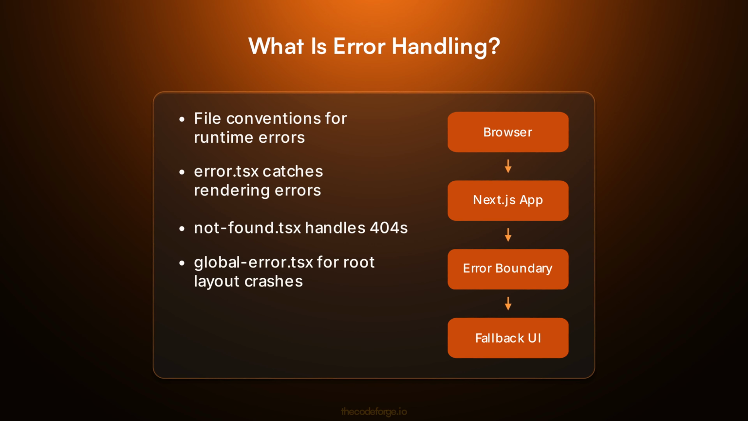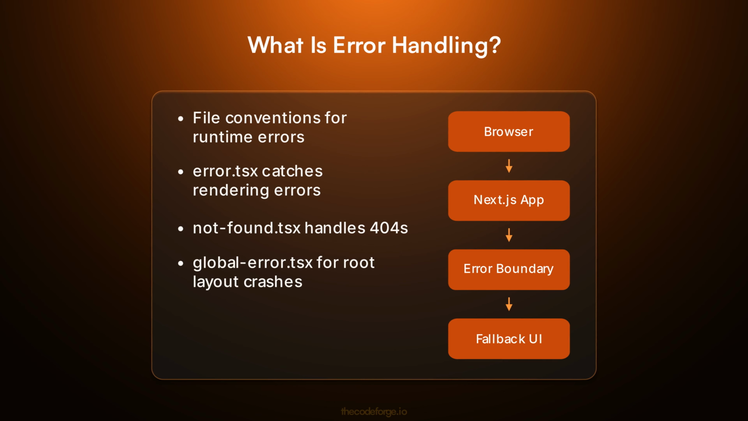Next.js Error Handling is a set of file conventions and React patterns for gracefully handling runtime errors in server and client components. error.tsx creates a React error boundary that catches rendering errors at the root segment level, showing a fallback UI instead of a blank page. not-found.tsx handles 404 scenarios. global-error.tsx is the outermost error boundary that catches errors in the root layout.